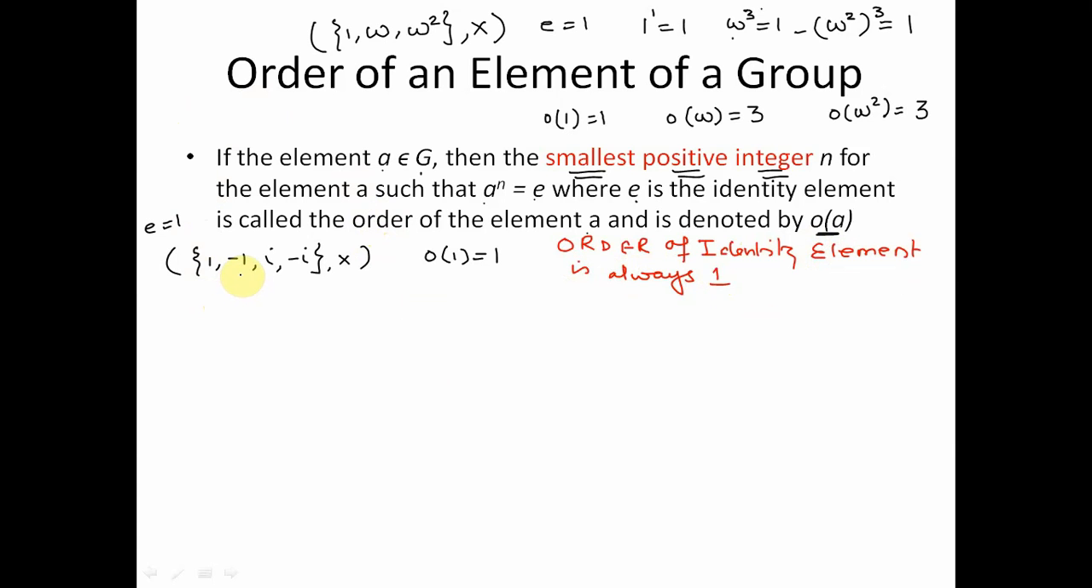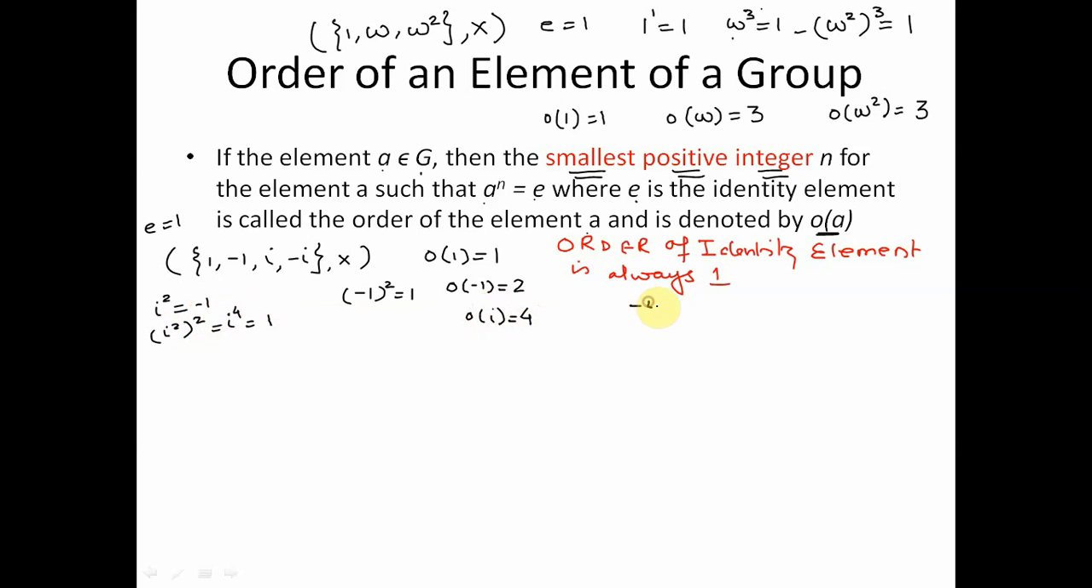Now if I take the element -1, I know that (-1) squared is equal to 1. So the order of -1 will be equal to 2. Similarly, I know that i squared is equal to -1. So i squared squared, that is i to the power 4, will be equal to 1. So the order of i is equal to 4.